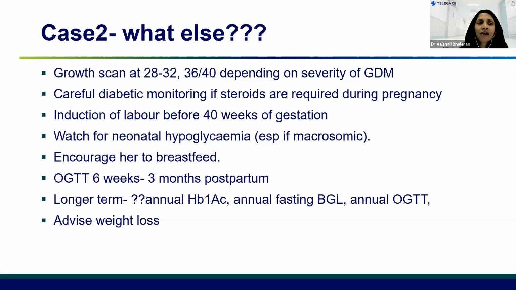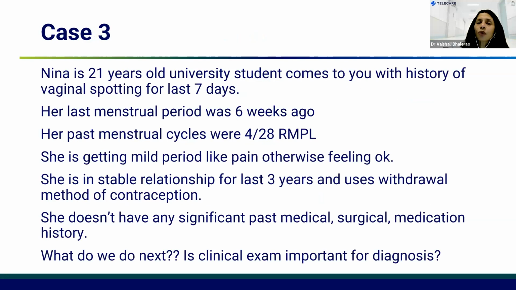Yeah. Case 3, Nina is 21 years old, a university student, comes to you with a history of amenorrhea. Her last menstrual period was 6 weeks ago. Her past menstrual cycles were regular. She used to bleed for 4 days every 28 days. She's getting mild period-like pain, otherwise feeling okay. She's in a stable relationship for 3 years and uses the withdrawal method for contraception. She doesn't have any significant past medical, surgical, or medication history.